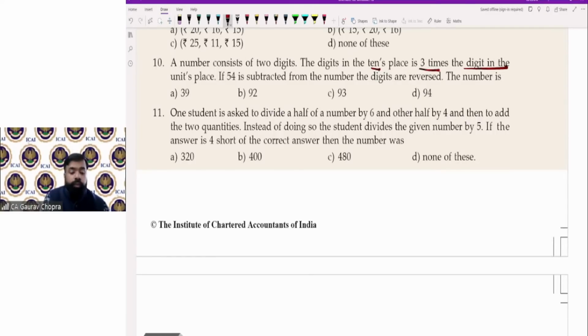Now check the first one, 9. Is 3 times 9 equal to 3? No, this is not verified. 2 and 9. 3 times 2 is 6, but here 9 is written, so it is also wrong. Third one, 9 and 3. Thrice of 3 is 9, so this time the condition is verified. Now you can check the second condition also. If 54 is subtracted, the digits are reversed. So if you subtract 54 from 93, you will get 39. So the digits are reversed.